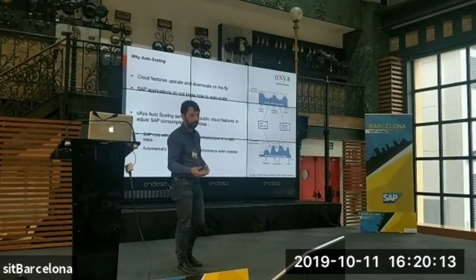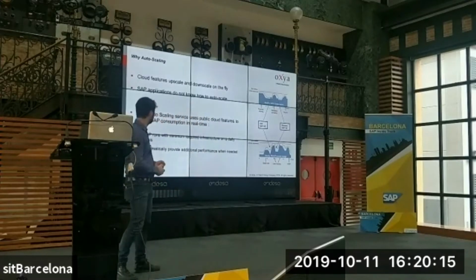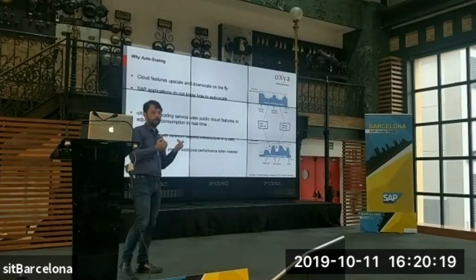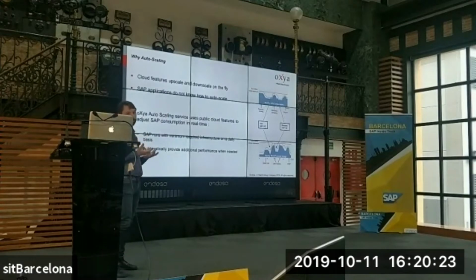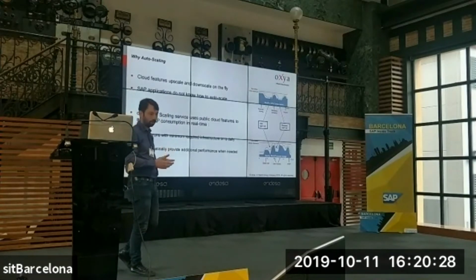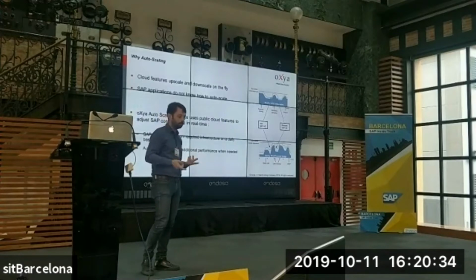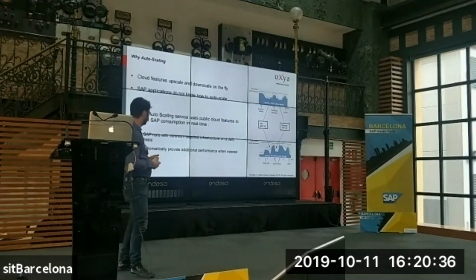So the idea would be to use the public cloud features to adjust the SAP consumption in real time in order to allow the SAP application to run with the minimum required infrastructure on a daily basis. So you set up your primary application server as low as possible, and then you would automatically provide additional performance when needed.